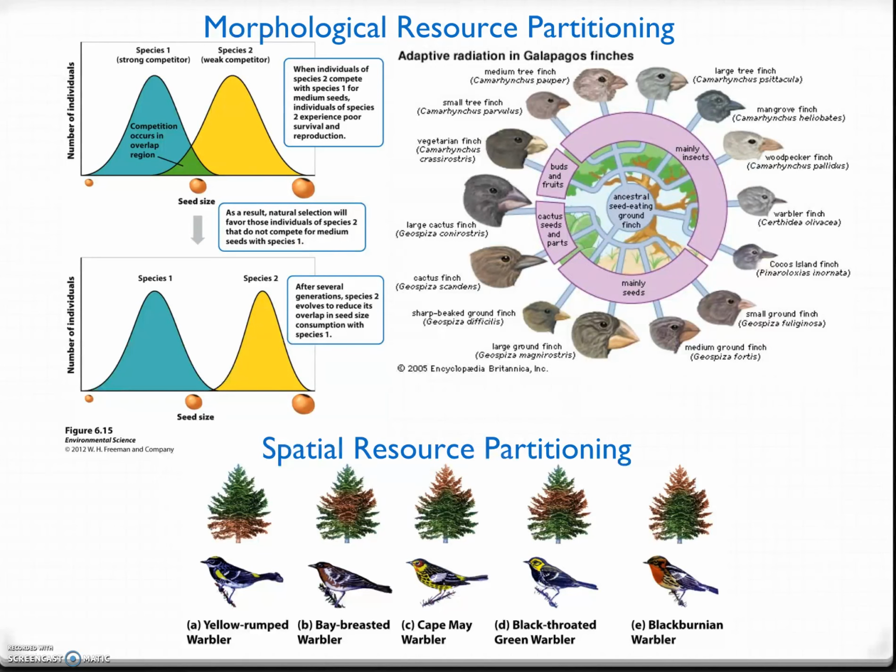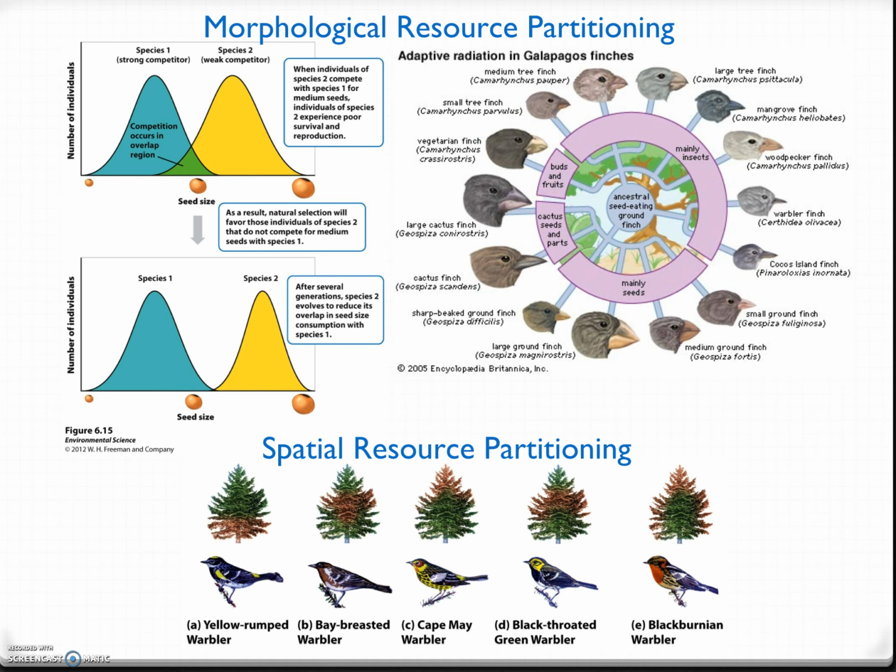Okay, if we look at morphological resource partitioning, this is Darwin's finches. Darwin's finches like to eat seeds, but all of their beaks evolved to eat specific things. So all these finches came from the same area, but they adapted so that they could eat different things.